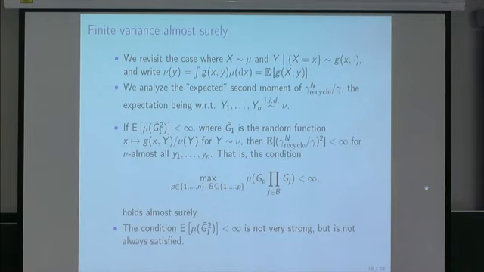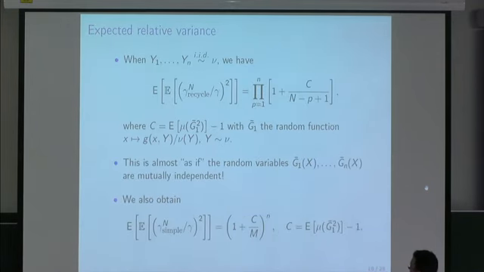Okay. So the main result is on the next slide. I don't need to go into the details of this. On the next slide, in some sense, the main result is exactly this. If you look at the expected relative second moment of the approximation with respect to y1 up to yn, then you get this product of 1 plus c over n minus c plus 1, where c is this expected second moment. Okay? So it's a very clean expression.